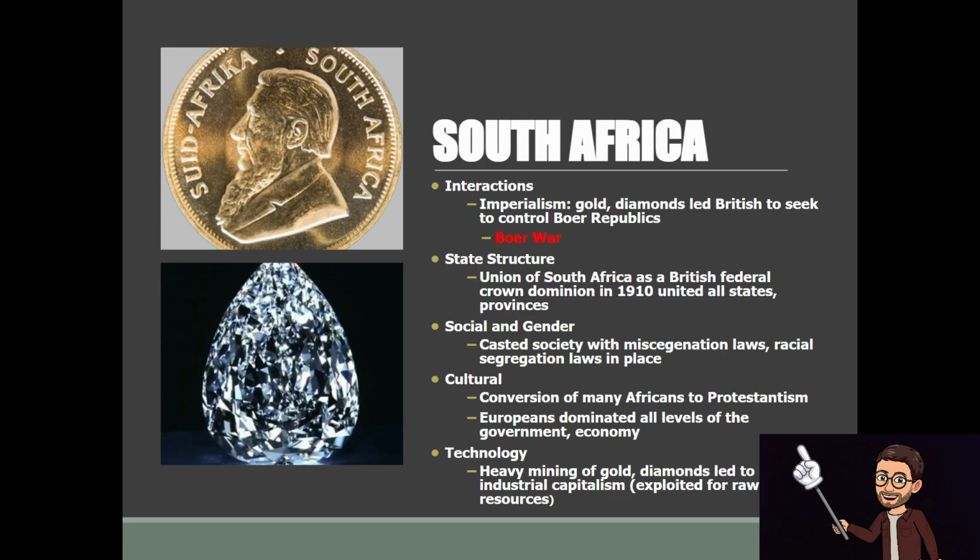Racial segregation, such as apartheid laws, are put in place. Many Africans are converted to Protestantism. Europeans are going to dominate every single level of government and economy. And there's going to be heavy mining of gold and diamonds, which leads to industrial capitalism. This is just going to create a vicious cycle of abuse and colonization practices that's really going to be super detrimental to South Africa, and we can even see the effects of apartheid today.